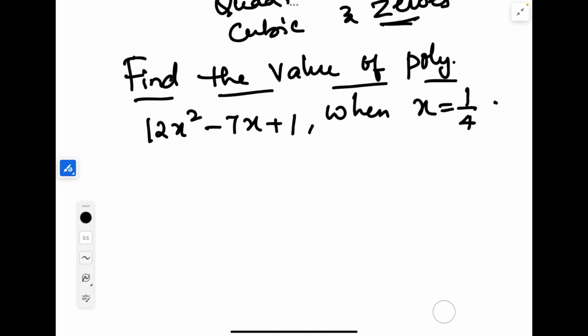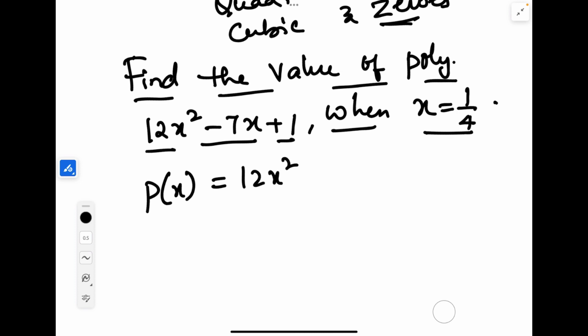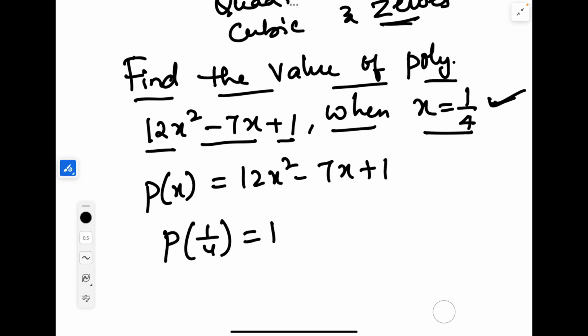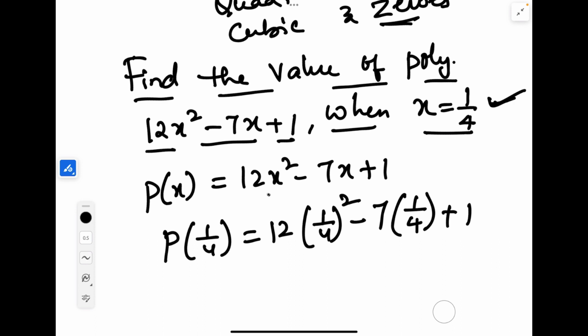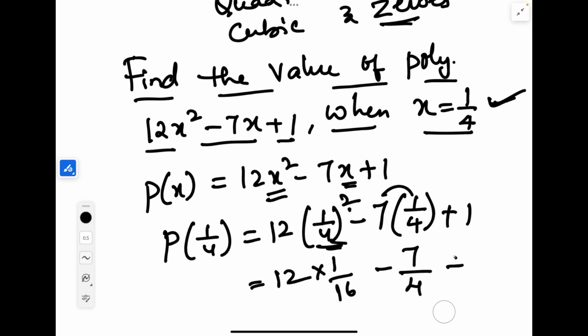See this question. Find the value of a polynomial 12x square minus 7x plus 1 when x is equal to 1 by 4. So they have given the polynomial 12x square minus 7x plus 1. Now we have to substitute x value as 1 by 4. So p of 1 by 4 is equal to 12 times 1 by 4 whole square minus 7 into 1 by 4 plus 1. We are putting x as 1 by 4, okay, and we are substituting it. So 12 into, first square it, 1 square is 1, 4 square is 16, okay, minus 7 times 1 is 7 by 4 plus 1.